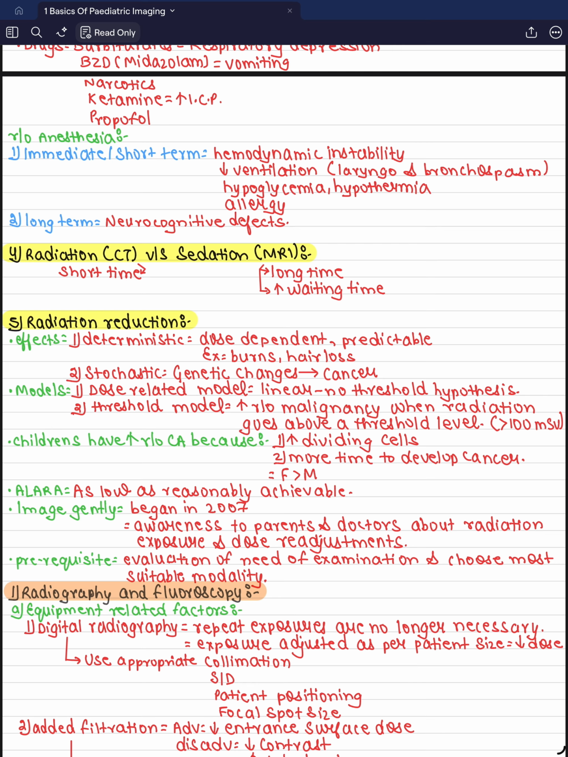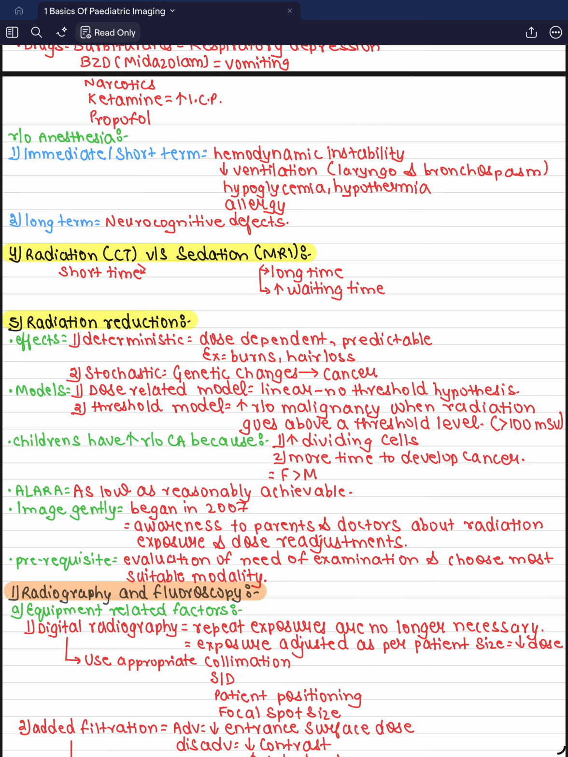And what are the long-term effects of anesthesia? Because anesthesia is somehow acting on the brain, it can lead to some neurocognitive defects in the long term. Next thing, sometimes we have to choose one modality, CT versus MRI. We know CT has a short scan time while MRI has a long time and also a long waiting time. CT uses radiation while MRI, because it is a long scan, will require sedation. So sometimes we have to choose between radiation versus sedation.